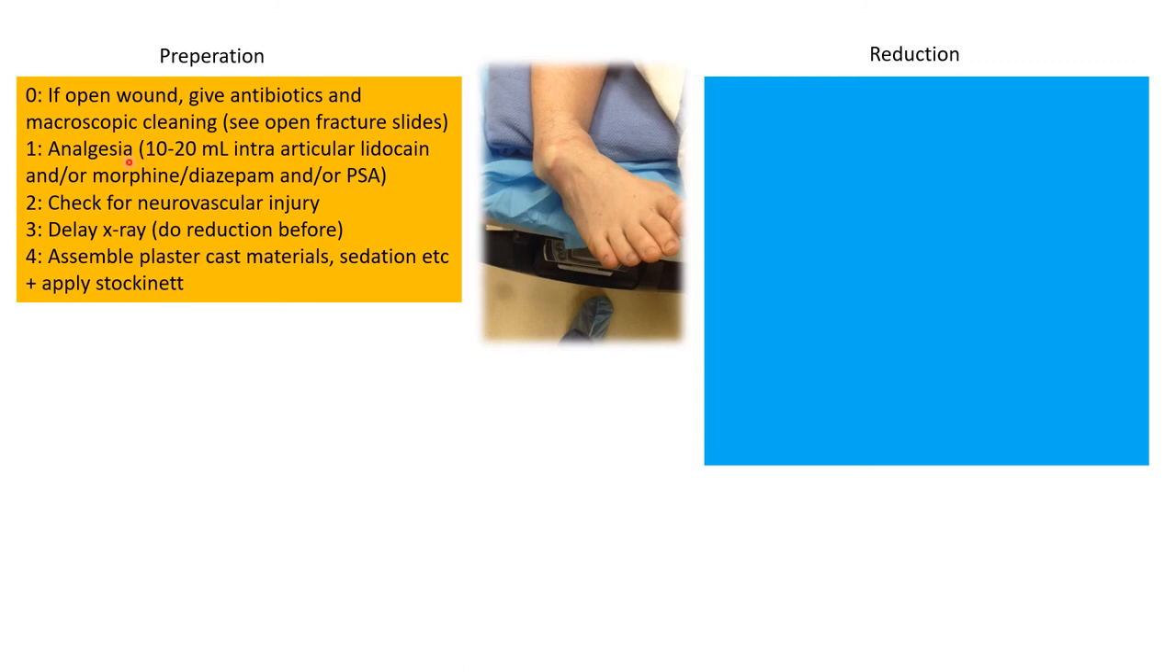Then we'll use analgesics, maybe intra-articular, 20 milliliters intra-articular lidocaine. If that doesn't work, then we can use a PSA, like 100 milligrams of ketamine. Depends, but ketamine is a good choice here. And it's used pre-hospitally usually for these kind of cases in Stockholm, at least.